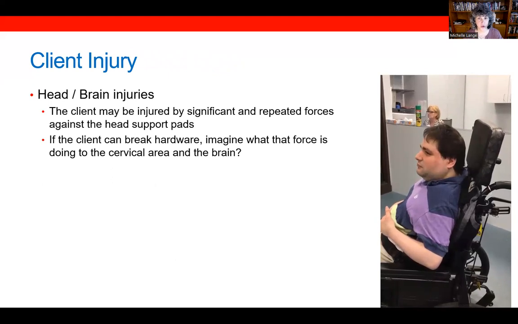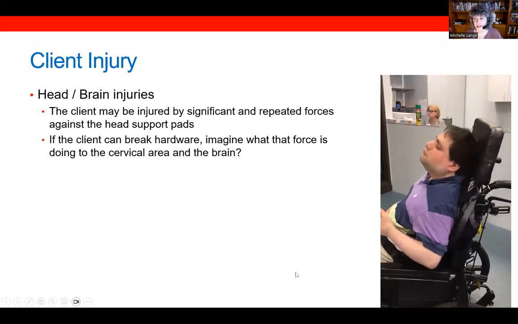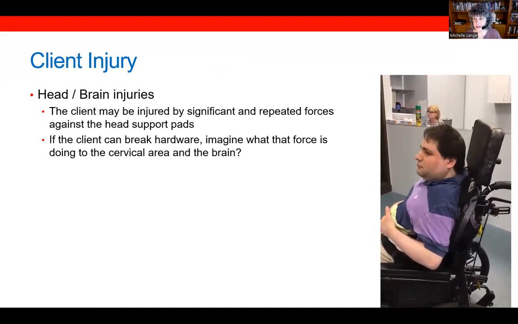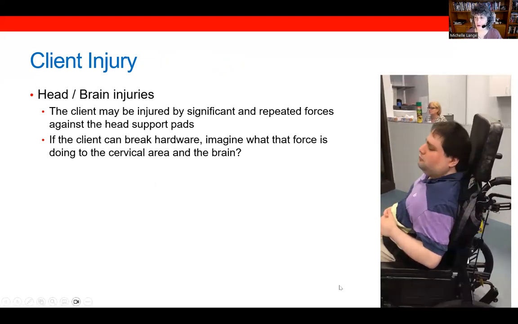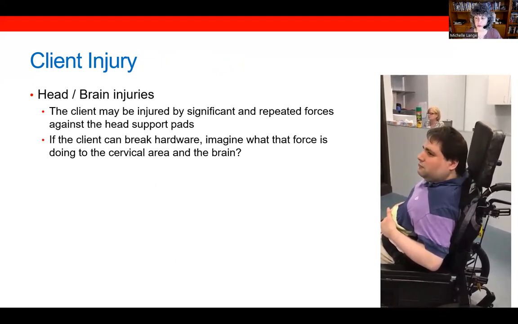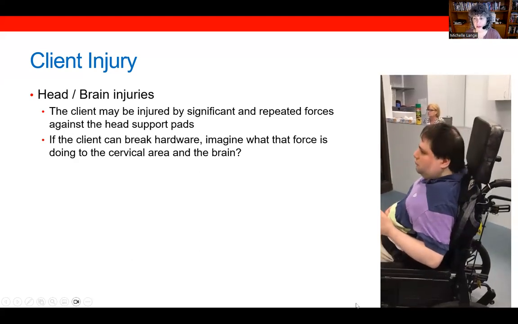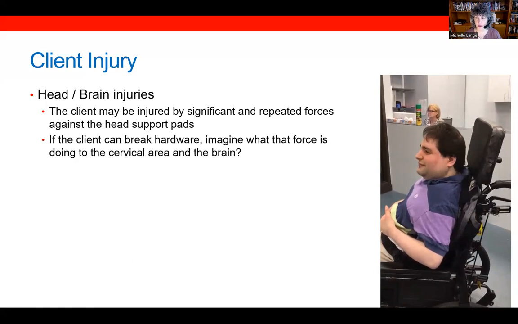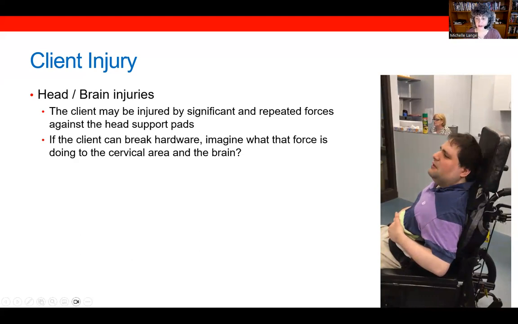Now, the client may also be injured by significant and repeated forces against the head support pads. So, this gentleman here bangs against his head support pad throughout the day. He may not look like he's using a lot of force, but he has literally worn a bald spot on the back of his head. He also has, at this point, before receiving dynamic head support hardware, had two different mounting hardware sets behind this pad in order to keep him from breaking it. Imagine if we have a client who is capable of breaking the hardware for their head pad, the force that they are exerting through the cervical area and even the brain.